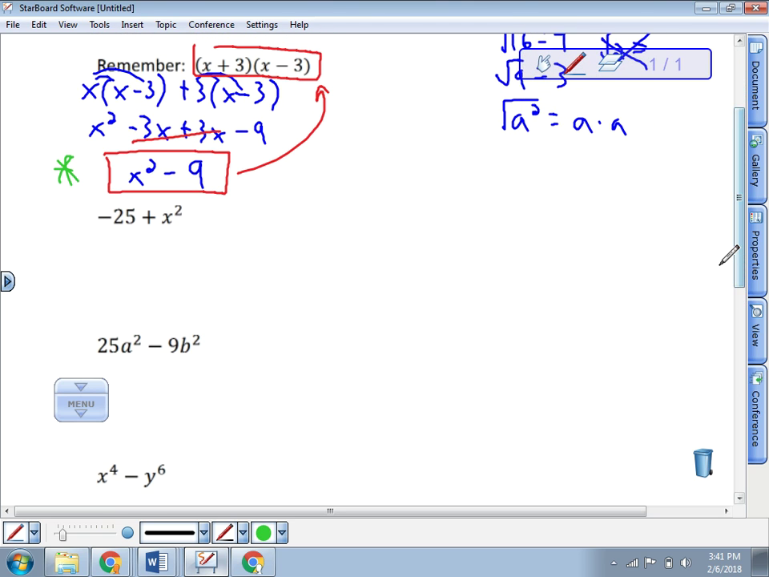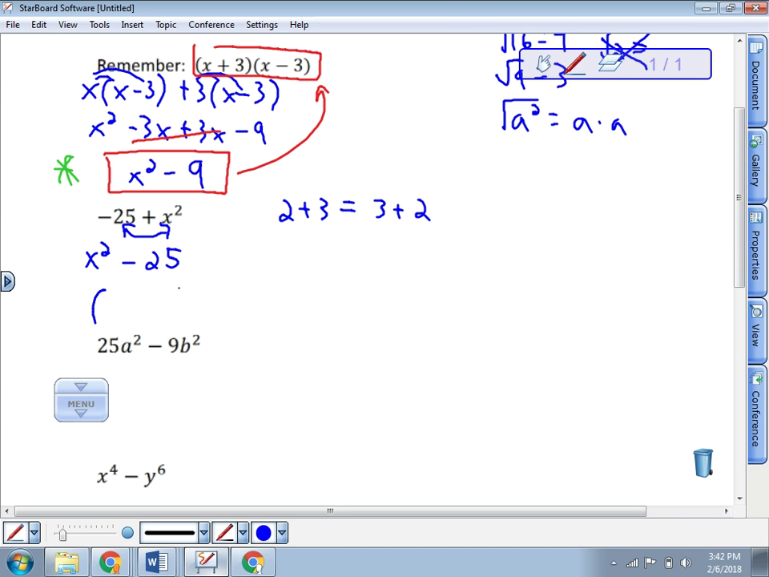Here we go. Negative 25 plus x squared. The key to this problem is to rewrite it. We want the x squared in front. We don't want that negative. So watch what happens when I rewrite it, because remember, I can switch the order. 2 plus 3 is the same as 3 plus 2. So I'm going to write this as x squared minus 25. The signs stay the same. At this point, this is a difference of perfect squares.